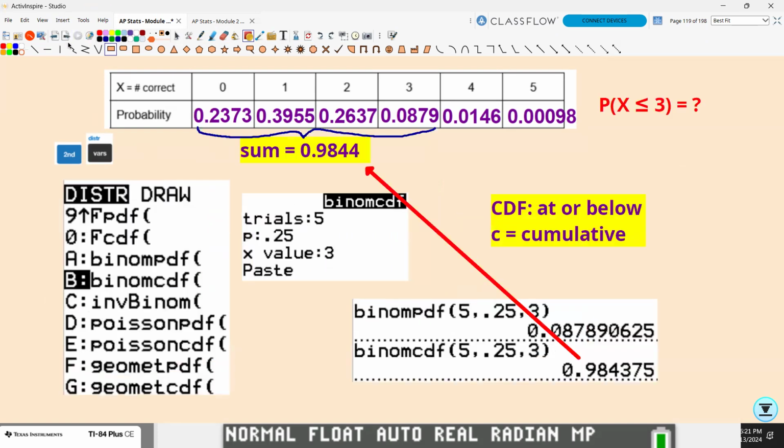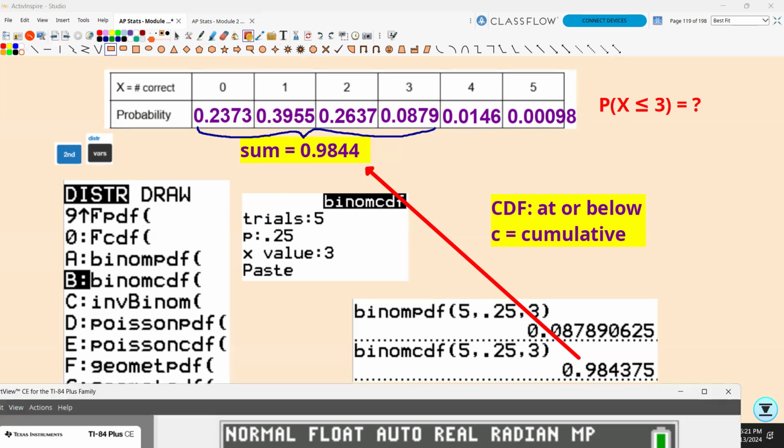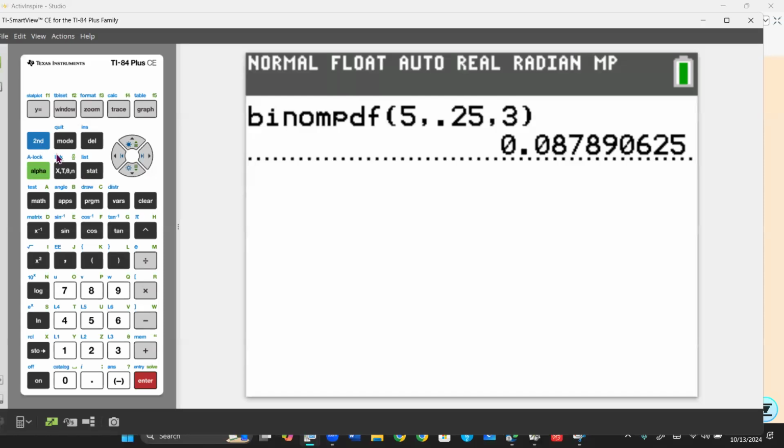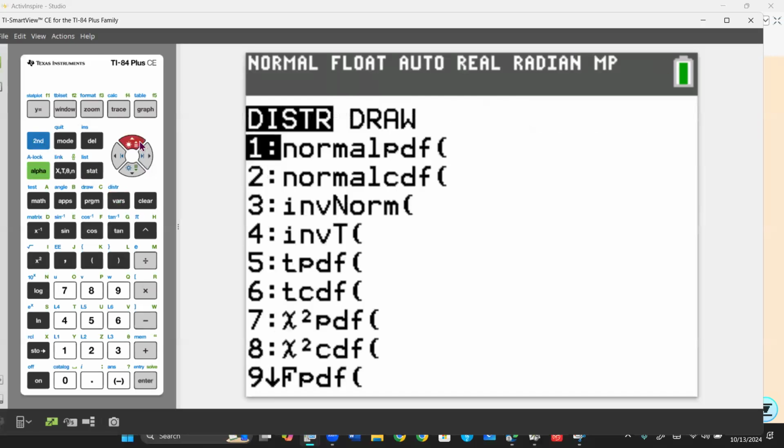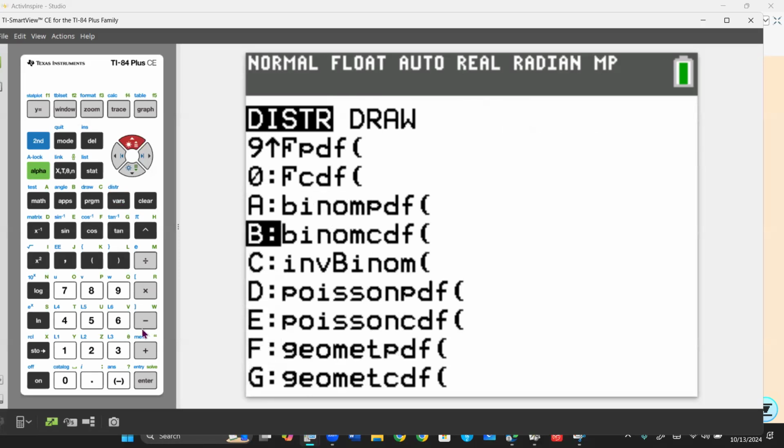Now, what if I want to do less than or equal to 3? If you look at this question here, what's the probability of less than or equal to 3? We could add these 4 up if we got them individually. However, we have a workaround. If I want to do less than or equal to a number, I would do 2nd, VARS, and go down to binom CDF.